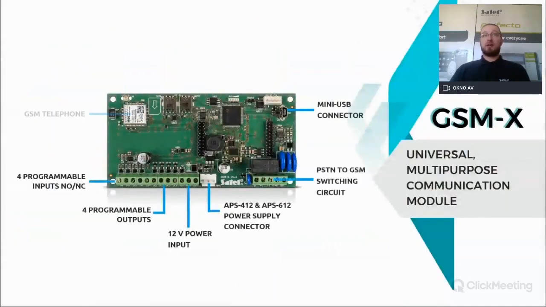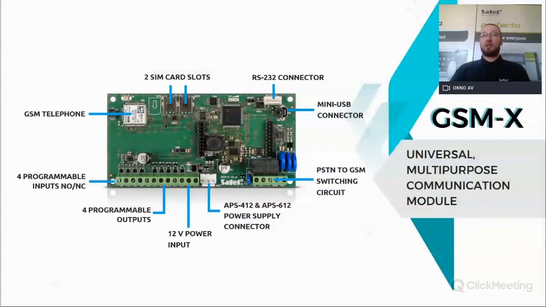So on the GSM-X, you have a few additional functionalities. First of all, you have 2 SIM cards that you can use, the same as in, for example, the Perfecta panel. You have an RS-232 connector and a mini USB connector. This RS-232 connector is only for communication with the Integra panel or with the security panel. The mini USB connector is used for configuration.